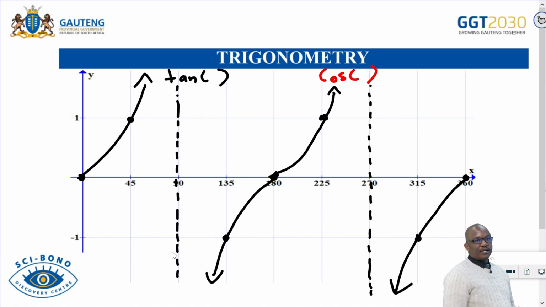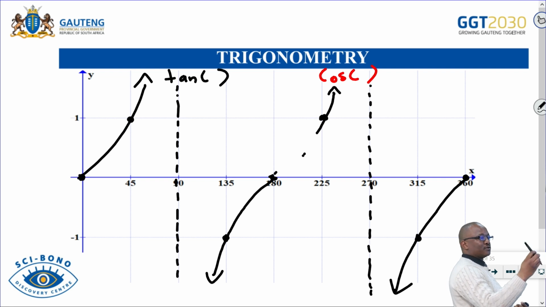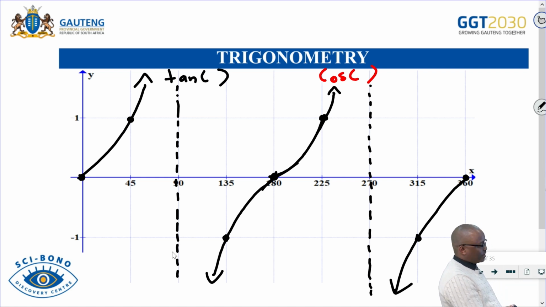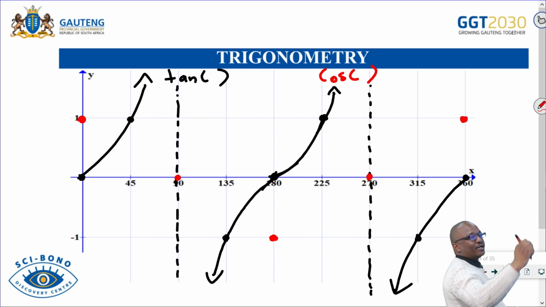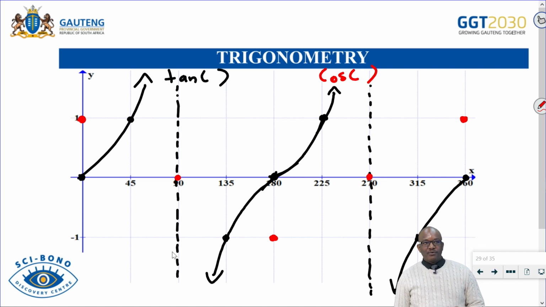That's basically what we'll have as the graph for tan. Yes, that's what we'll have basically for the graph of tan. So, for the graph of cos, you will have 1, 0. No, you will have 1, 0, negative 1, 0, and 1. That's what you will basically have there.